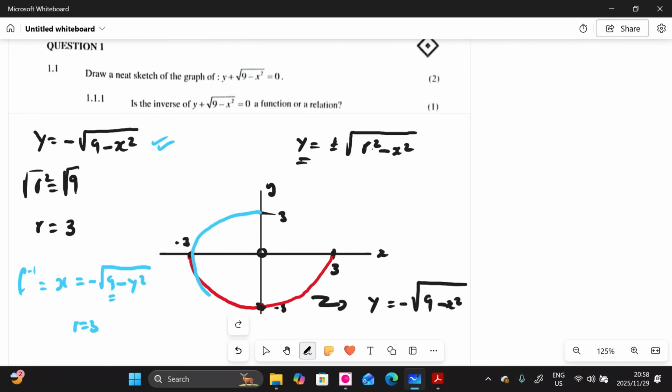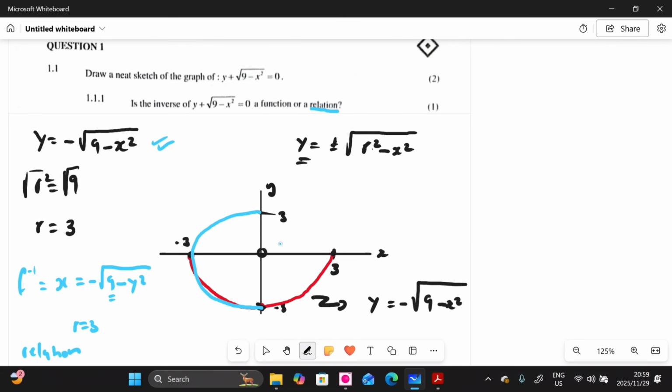So this one here is our inverse graph, the blue one there, guys. The blue graph that you see there is going to be our inverse. Now remember, they never said draw the graph. I'm drawing this just to explain how I'm answering one of the answers there, because we need to select whether this inverse is a function or relation. The answer here is relation. There we go. So the answer for this one is relation.